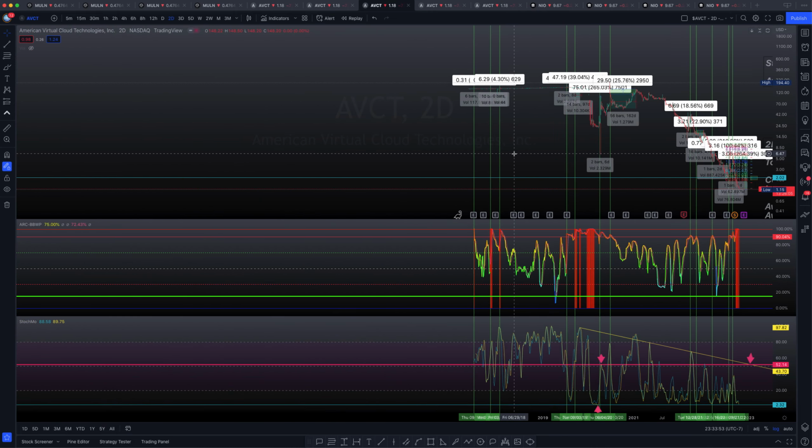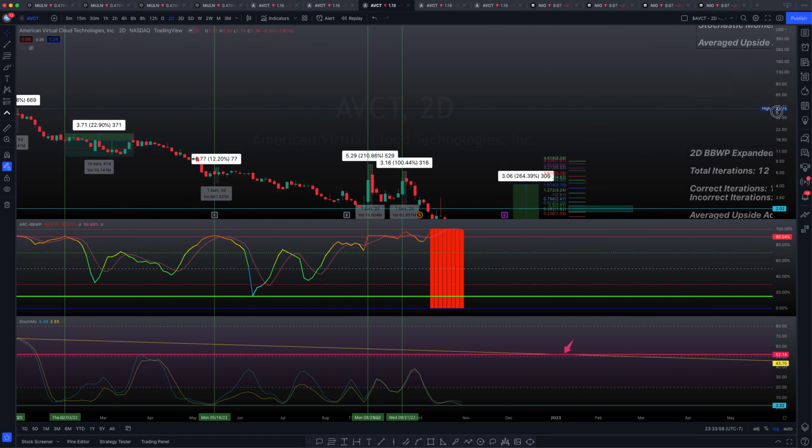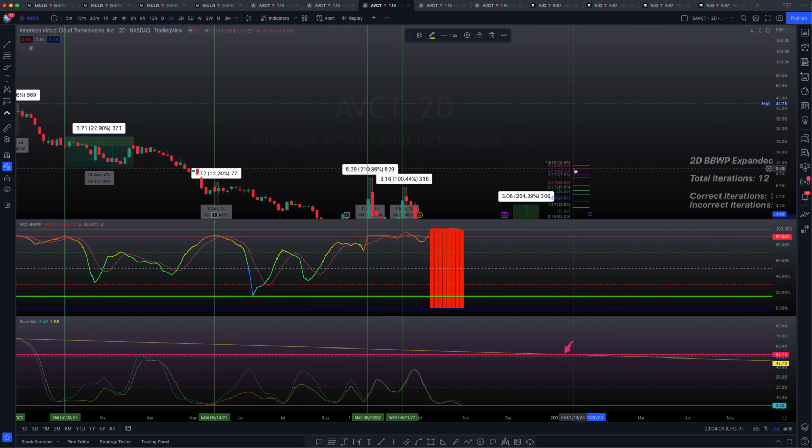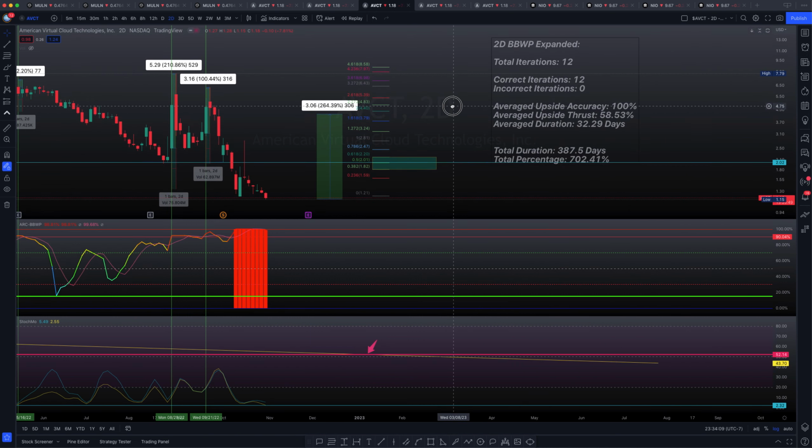As you can see, there are several iterations for us to be able to create an averaged mean. Now, let me undo that real fast. Okay, so we're going to talk about the averages that have come out from this back test. Out of a total of 12 iterations, we have 12 correct. Mind you, this is very rare for it to happen. So we're looking at an averaged upside accuracy of 100% based on the 12 correct, with an average upside thrust of about 58.53% over the span of about 32.3 days.